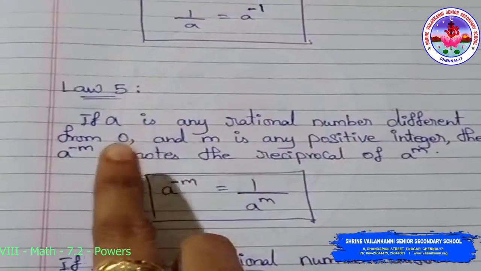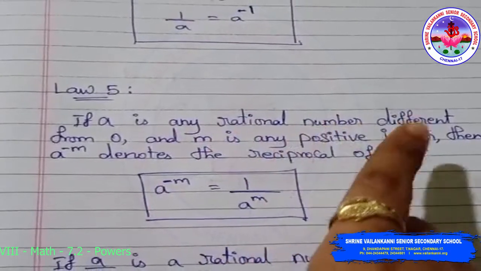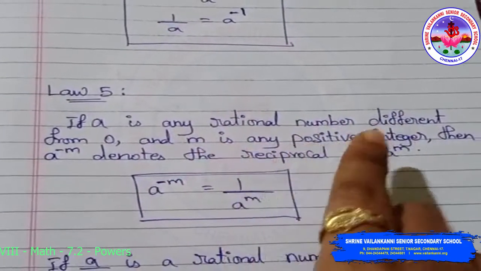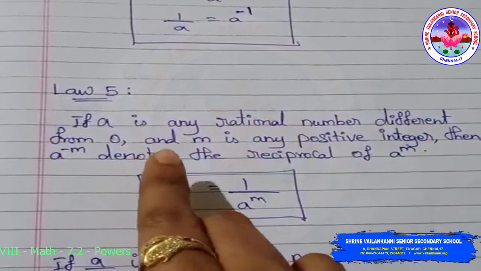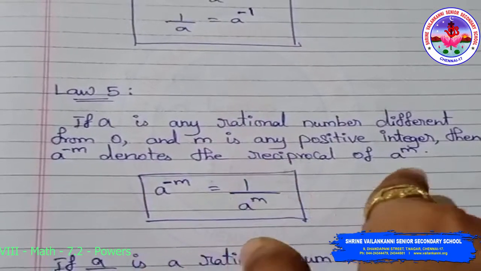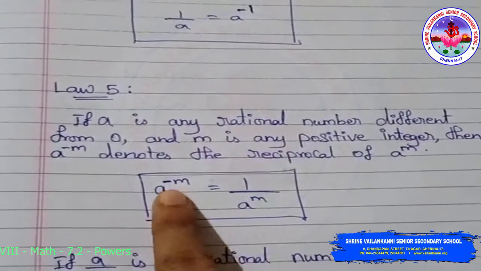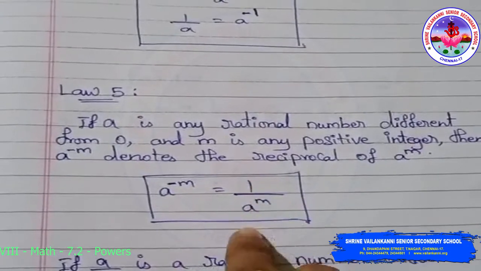Next, law 5. If a is any rational number different from 0 and m is any positive integer, then a power negative m denotes the reciprocal of a power m. a power negative m is equal to 1 by a power m.